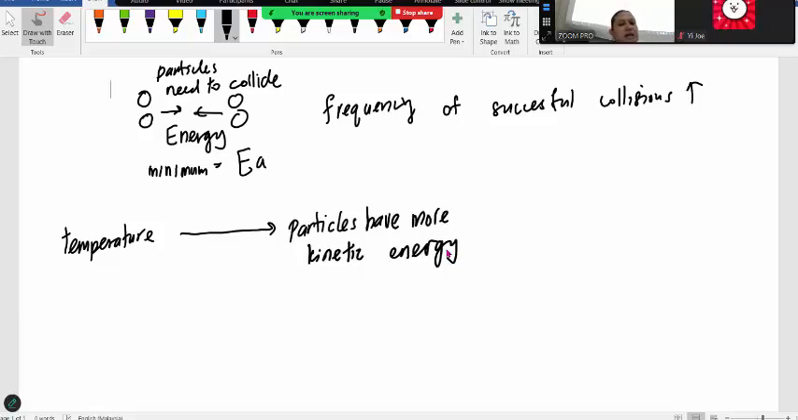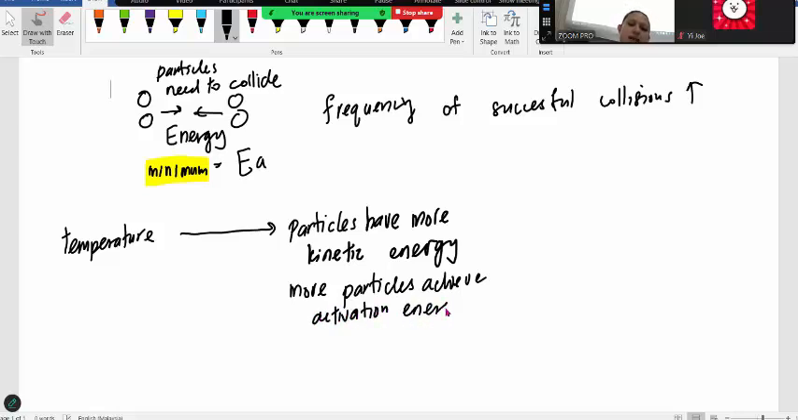So particles have more kinetic energy. Because they have more energy, do more of the particles achieve this minimum energy? Yes. So more particles can achieve activation energy. So in your exam, this is a 3-mark question. Why is it when the temperature is higher, the rate of reaction is higher? The first reason is because the particles have more kinetic energy. The second reason is because more particles collide with activation energy.